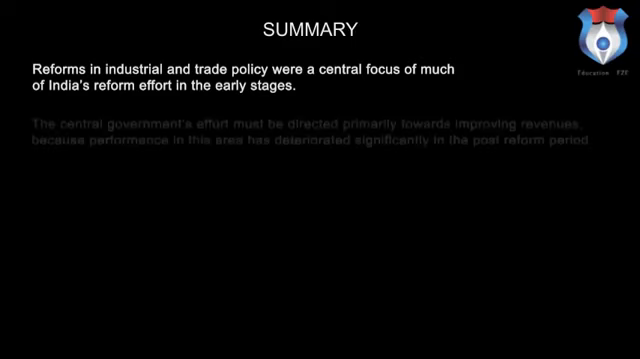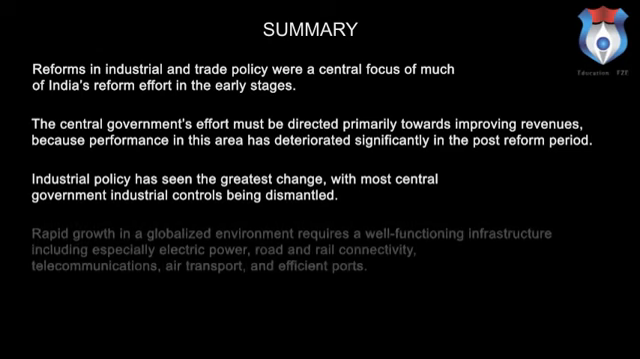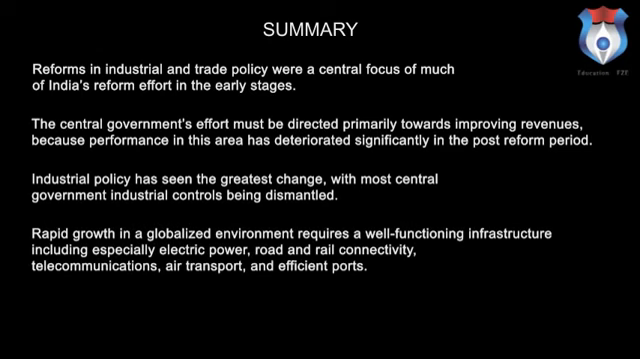Summary. Reforms in industrial and trade policy were a central focus of much of India's reform effort in the early stages. The central government's effort must be directed primarily towards improving revenues because performance in this area has deteriorated significantly in the post-reform period. Industrial policy has seen the greatest change, with most central government industrial controls being dismantled. Rapid growth in a globalized environment requires a well-functioning infrastructure, including especially electric power, road and rail connectivity, telecommunications, air transport, and efficient ports.